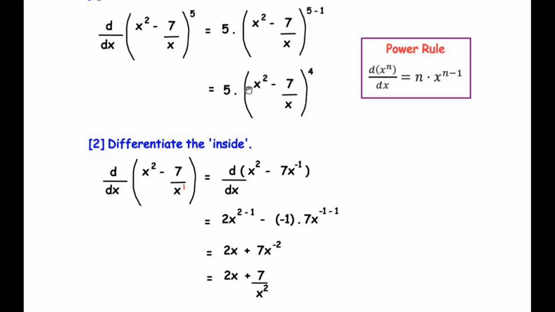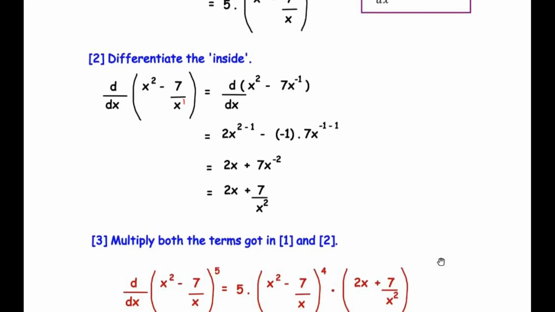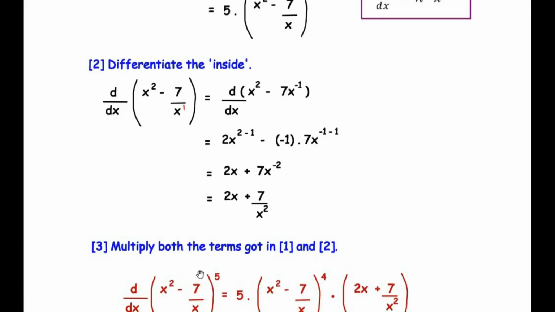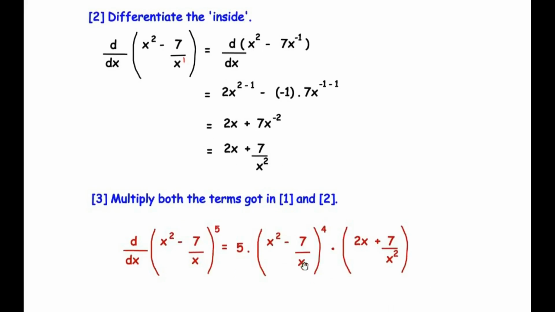Now once we have got step number 1 and step number 2, let us proceed to step number 3. So step number 3 is just the multiplication of the step number 1 and step number 2 terms. So the differentiation of the entire term given will be equal to step number 1, which we have written over here, 5 times x squared minus 7 over x, the whole thing raised to the power of 4, times, now the second step answer, which we got as 2x plus 7 over x squared. So this is the differentiation of the given function.